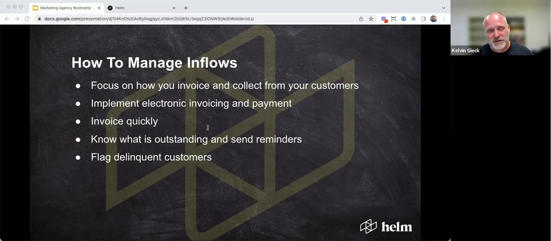So how do you avoid situations like that? There's some pretty basic concepts that you should follow just for best practices. Implementing electronic invoicing and payment solutions is definitely key. Try to do that where you can. This eliminates the friction from customers trying to pay you and greatly speeds up the collection process.